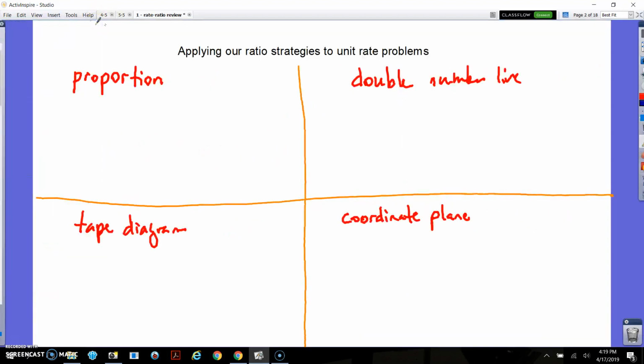So, when we talked about ratios, and especially unit rate problems where we use the ratio strategies, we had 4 strategies that were helpful in these cases: proportion, double number line, tape diagram, and coordinate plane. And I'll try to go quickly enough that I can review all 4 of those with you on some examples as we go.